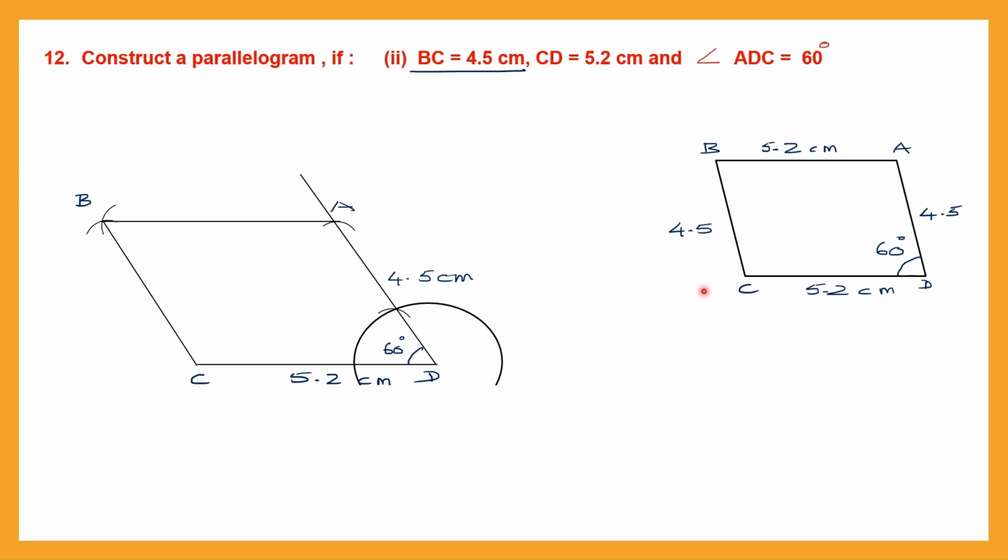Now let's go back to our rough figure and write all these measurements on the main figure. So here we have 4.5 centimeters, 4.5 centimeters, and here we have 5.2 centimeters. So do we have all our measurements? BC is 4.5. Yes, we have BC 4.5. CD is 5.2. CD is 5.2. And angle ADC is 60 degrees. So we have followed all the instructions given in the question and we have constructed our parallelogram. So ABCD is the required parallelogram.